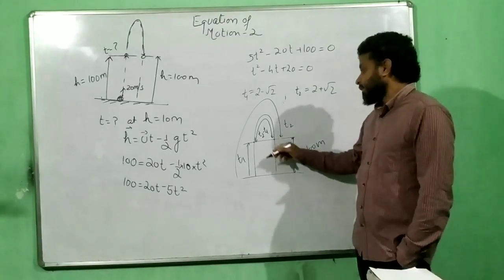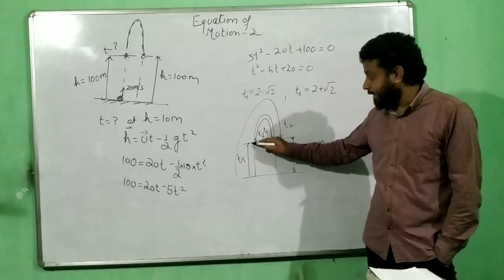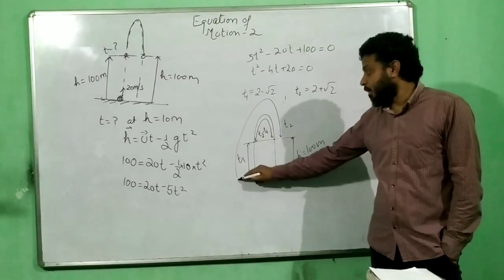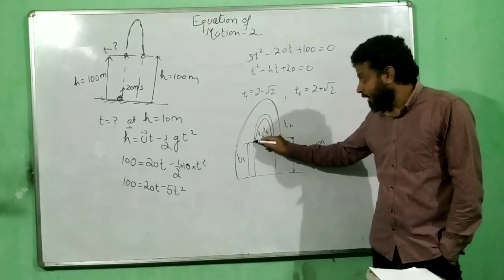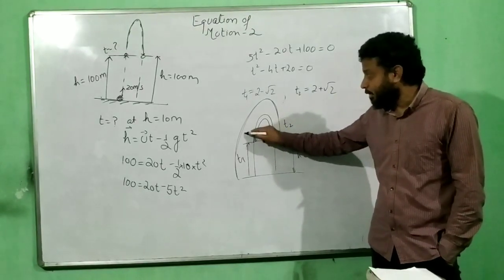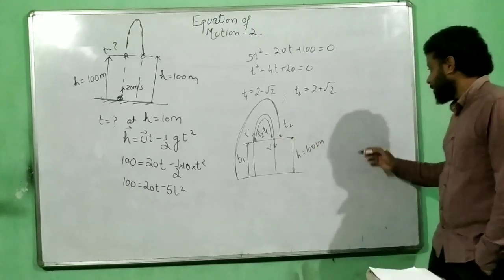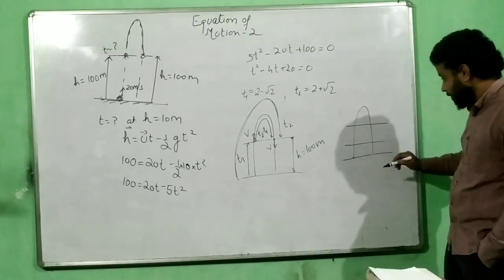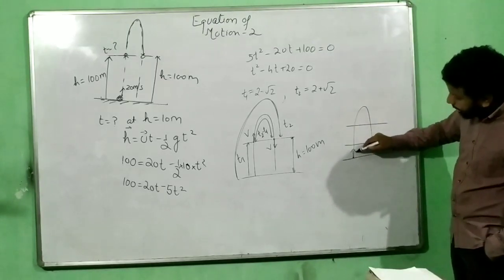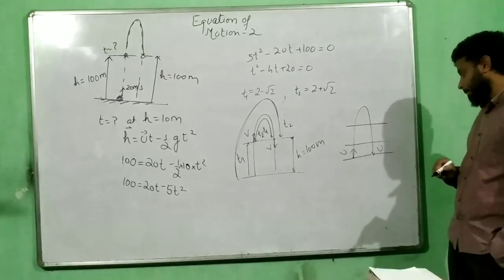Second one is, if from here to here it takes time t1, and from here to here it takes time t2, then if it is crossing this point with some velocity v, while coming back this velocity will also be the same, because this is a class 9 concept: if you throw something up with a velocity of u, it comes back with a velocity of u.